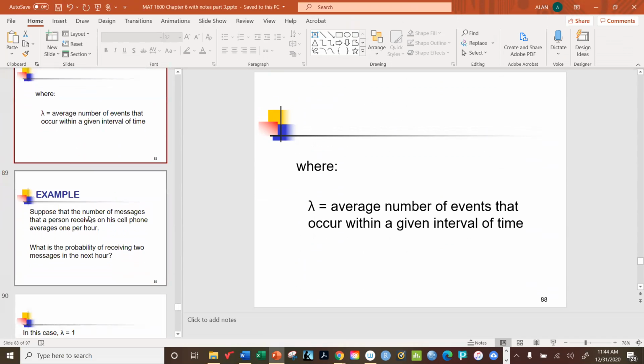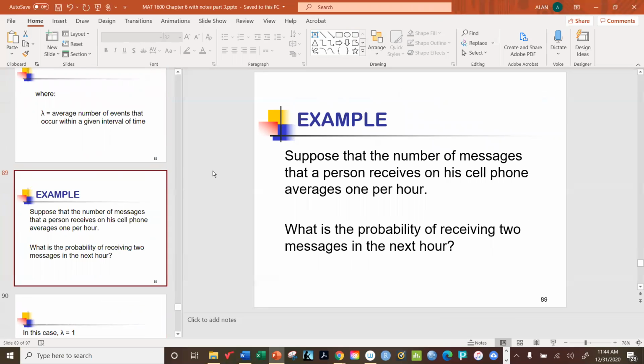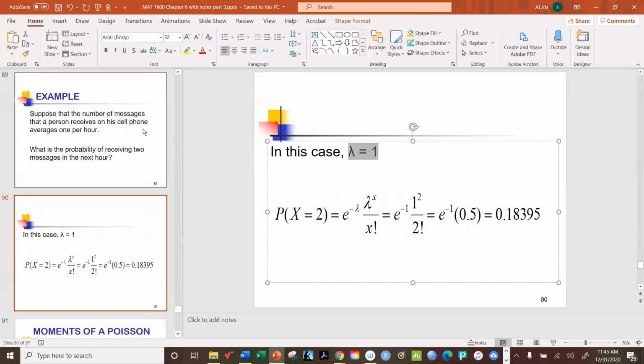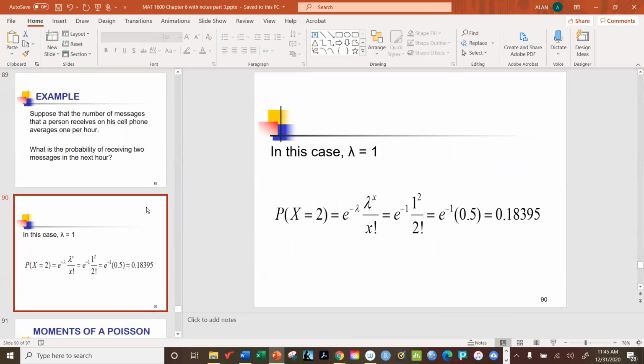All right, so let's take a look at a quick example. Suppose that the number of messages that a person receives on his or her cell phone averages 1 per hour. So already you know that lambda equals 1, because that's how this whole problem is defined. What then is the probability of receiving 2 messages in the next hour? If normally you get 1, what's the probability of getting 2? Well, lambda equals 1 because we get an average of 1 phone call per hour. X equals 2 in this formula.